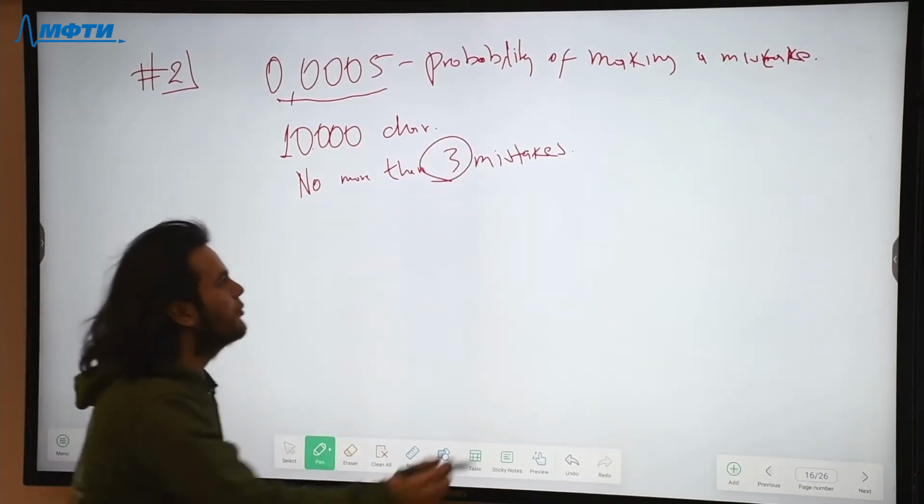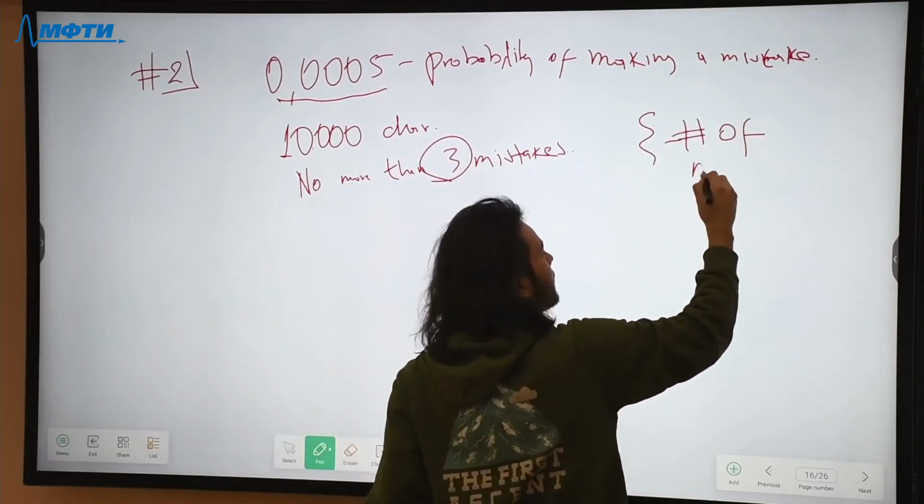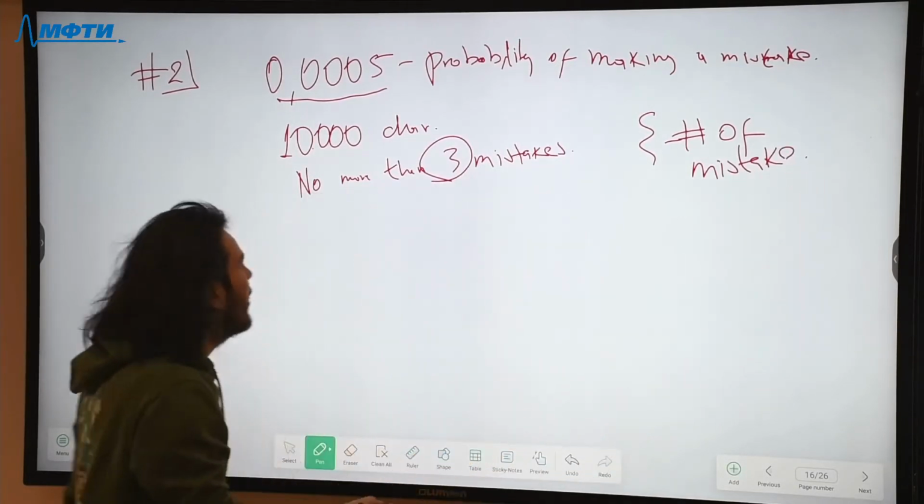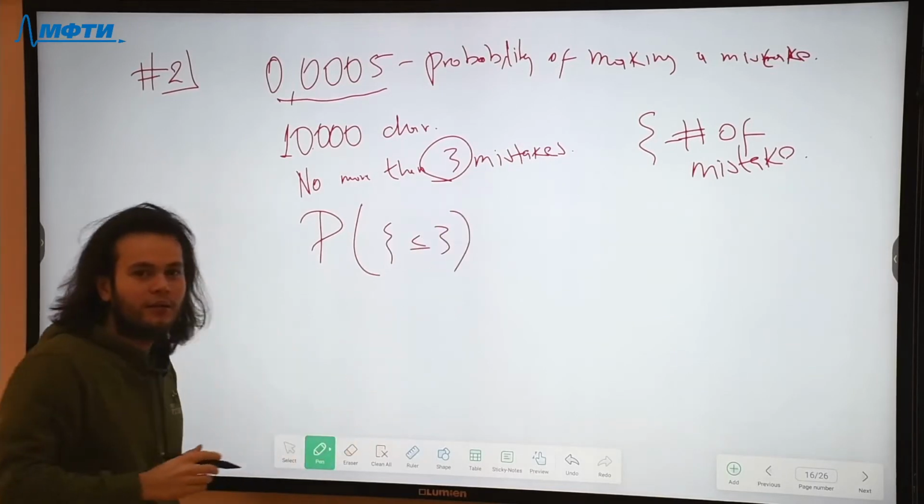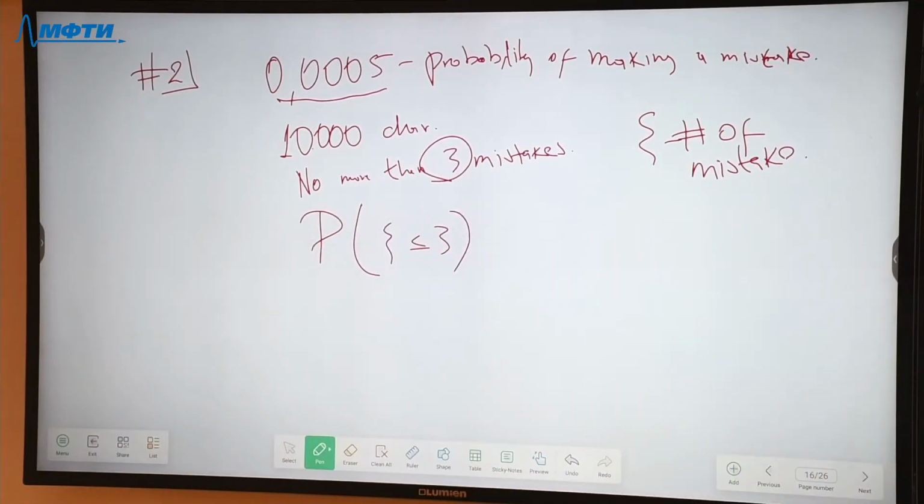So what is the probability that the number of mistakes that we make is no more than 3? So for example, if xi is the number of mistakes, then what do we need to find? We need to find the probability that xi is less or equal than 3, right? The probability that the number of mistakes is no more than 3. Is that clear? Okay.